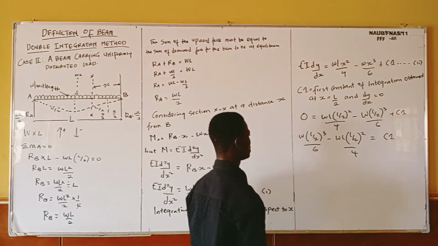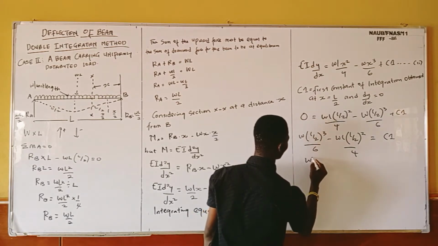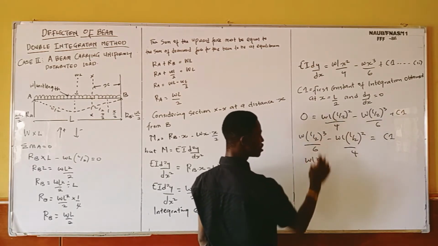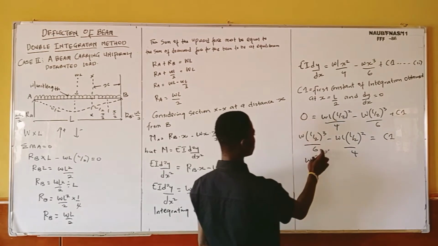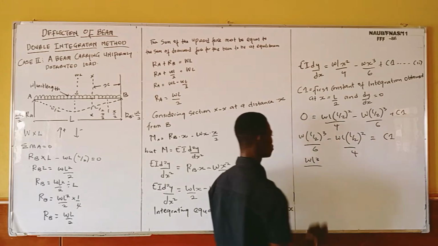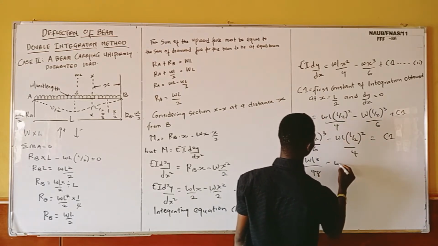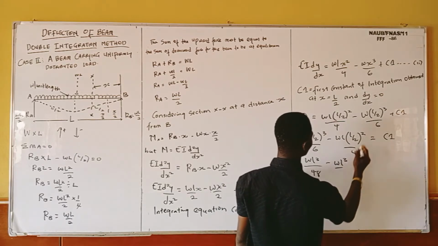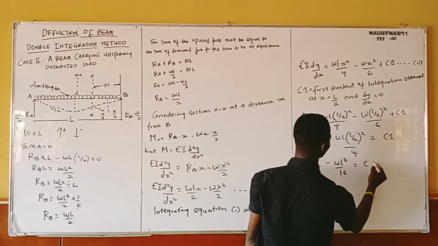So now in this case, L cubed is what? We are going to have WL cubed. 2 cubed is what? 8. 2 times 2 times 2 is 8. 8 multiplied by 6 is going to give us 48. Minus this one, WL cubed over this one is 2 squared multiplied by this one, is going to give us 16, equals to what?